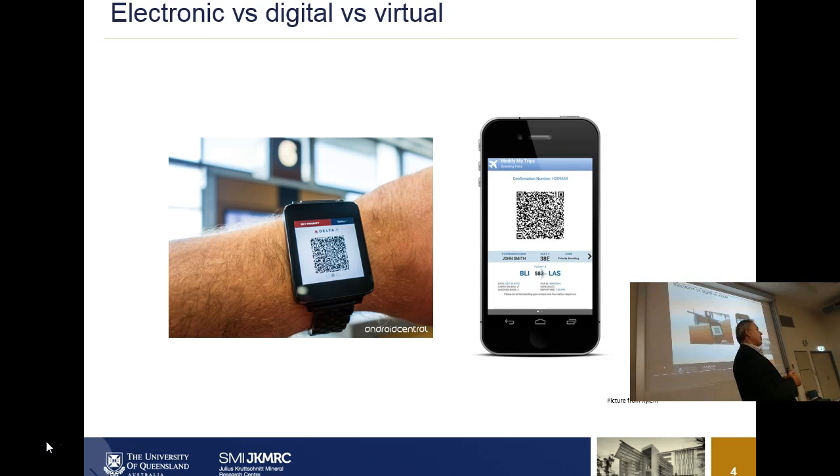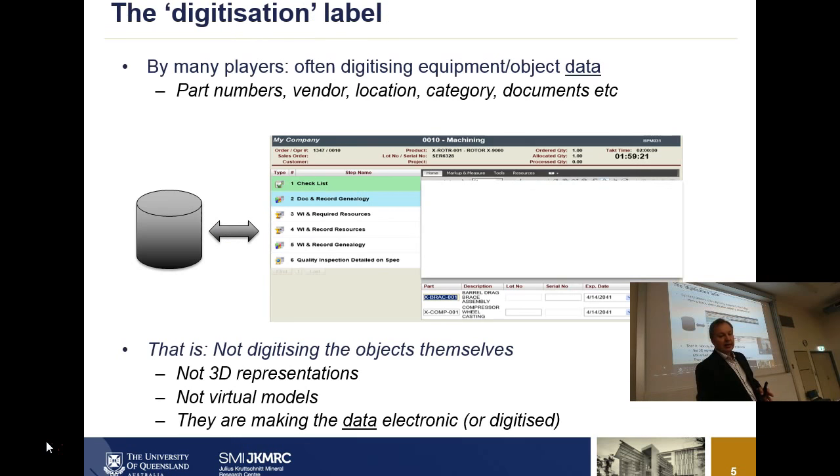But as I said, a boarding pass is a very simple example. If we start talking about engineering systems, the difference between digital and virtual becomes: is it a digital representation of something, or does it behave like an object? That's the key difference. Virtual is experiential, it's behavioral. It actually represents how something behaves. I'll come back to that in a little more detail on the next slide.